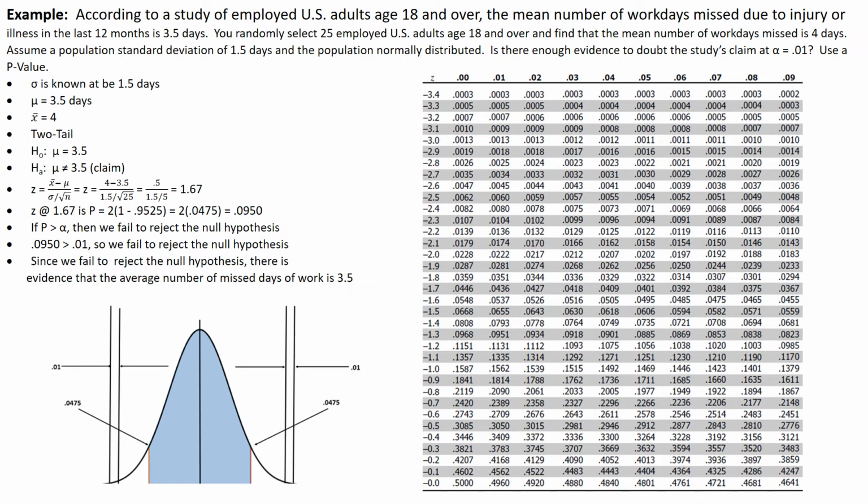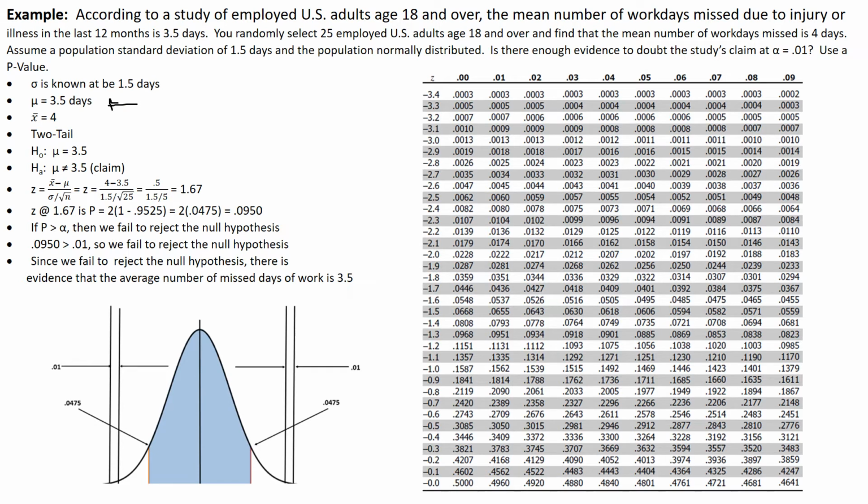Now, this one here, a lot here. I want to make sure we get this correct. According to a study of employed U.S. adults age 18 and over, the mean number of workdays missed due to injury or illness in the last 12 months is 3.5 days. That is going to be my population mean.